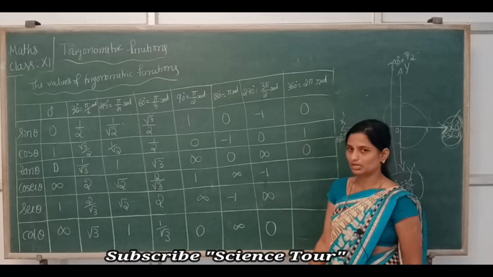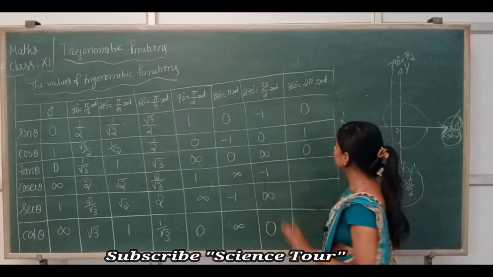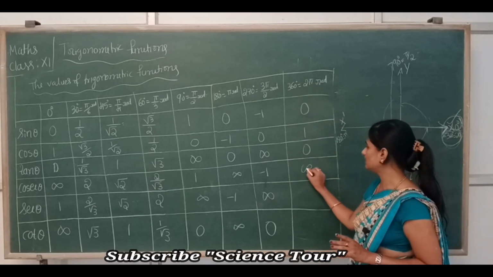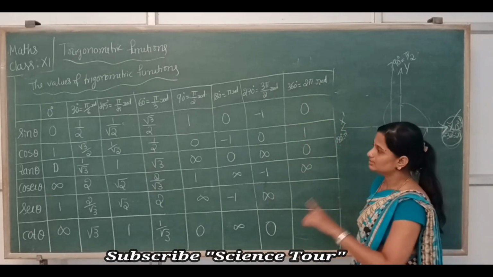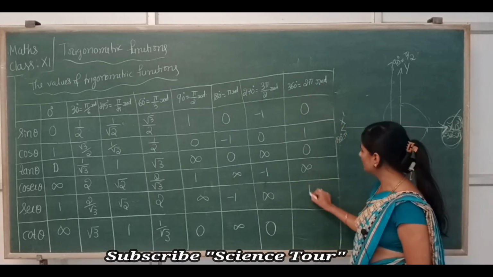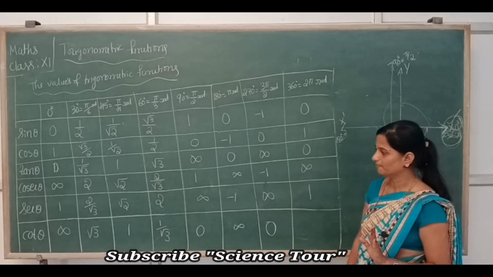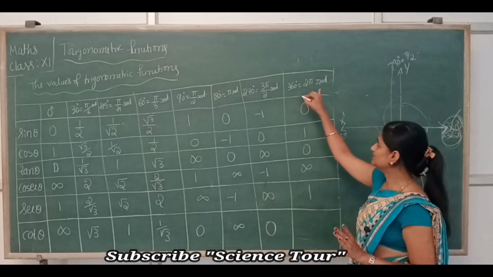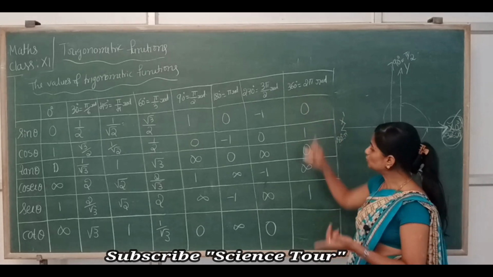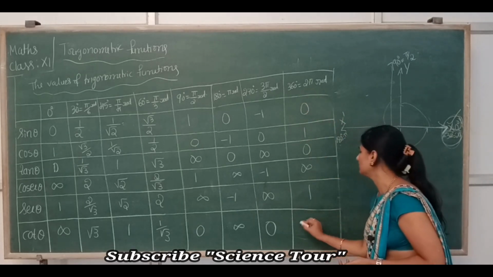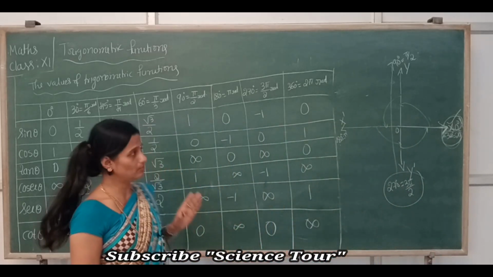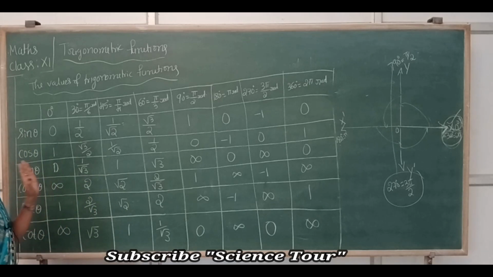It is 0. Cosecant 0 is infinity. What is cosecant 2 pi? Again it is infinity. Secant 0 is 1. What is secant 2 pi? It is 1, positive 1. Cot 0 is infinity. Cot 2 pi is what? It is infinity. So these are the standard angles and values of trigonometric functions.